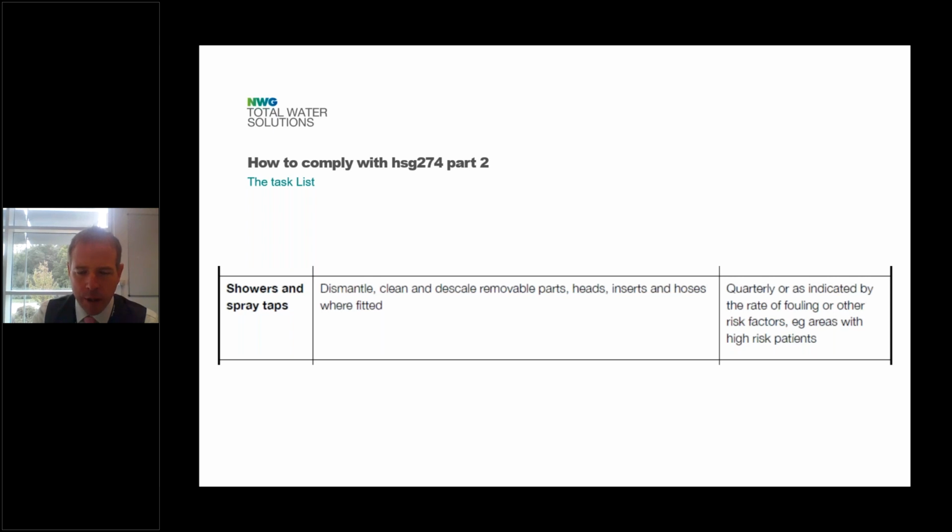It's quite a key point that, because we do talk about quarterly. However, if you live in an area which has particularly hard water, you may find that you need to do that more often, or if you've got softer areas, you might not need to descale quite as often. However, you still may need to clean the bacteria off with a disinfectant. So if in doubt, always relate back to your risk assessment for more information.